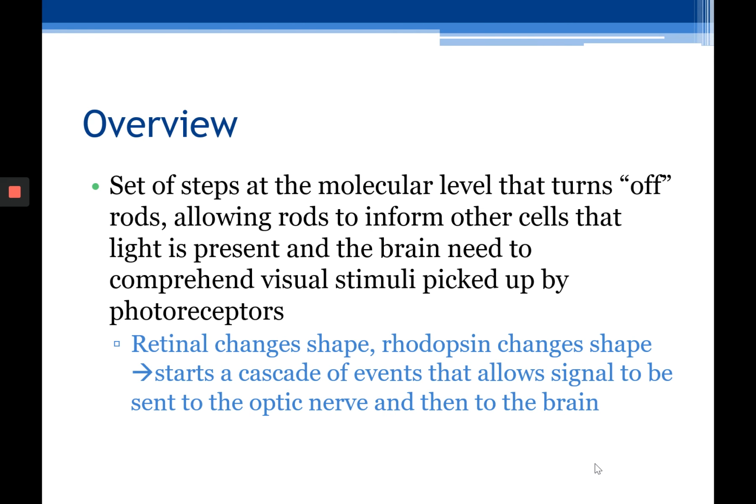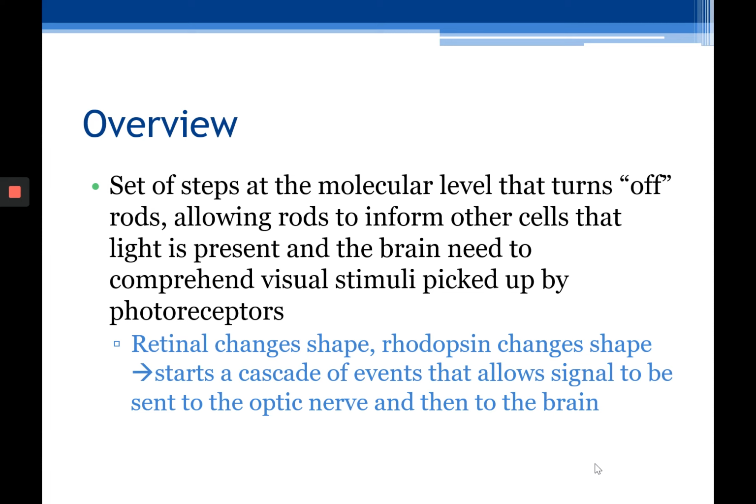So the overview that we're going to be talking about is a series of steps. These are molecular steps. And you may think that we'd have to turn a rod or a cone on in order for the brain to process that visual information has been received. But actually, if we're looking at a rod, you turn the rod off in order to say that visual information has been received, and that allows the rod to inform other cells that light is present.